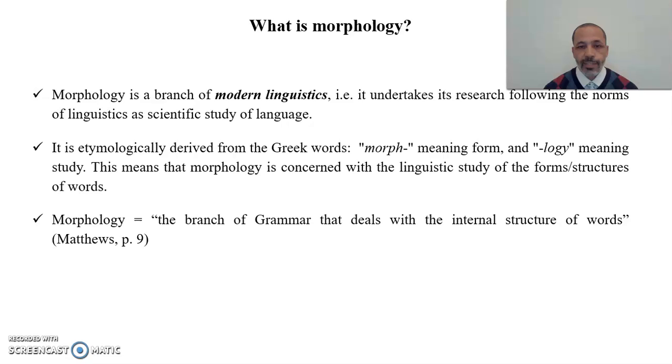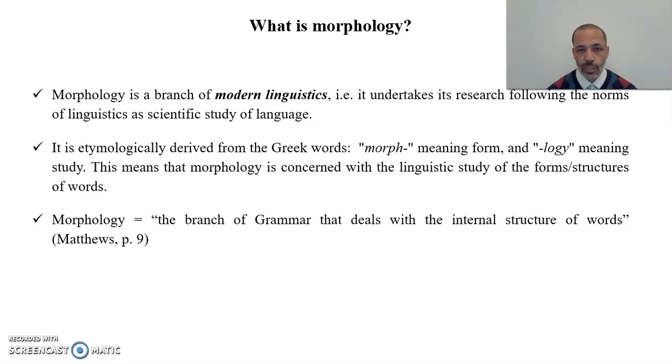In a second definition, we define morphology with respect to its components. So it's a word which is composed of two elements, two units, morph and logy. Morph means form, logy means study. So morphology is the study of the form, any kind of form. Here, since we say morphology belongs to modern linguistics, we speak about the morphology of words, so the form of words.